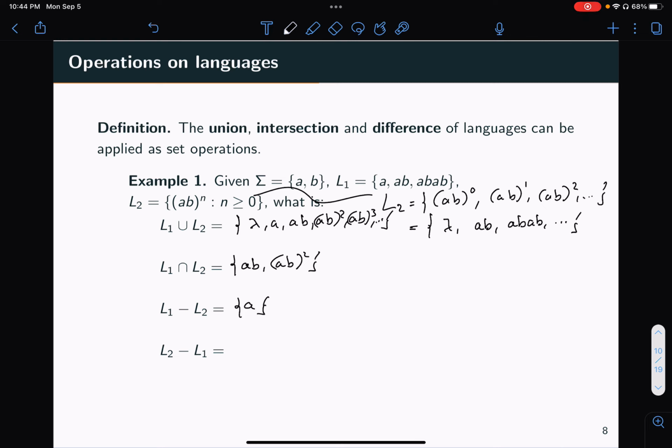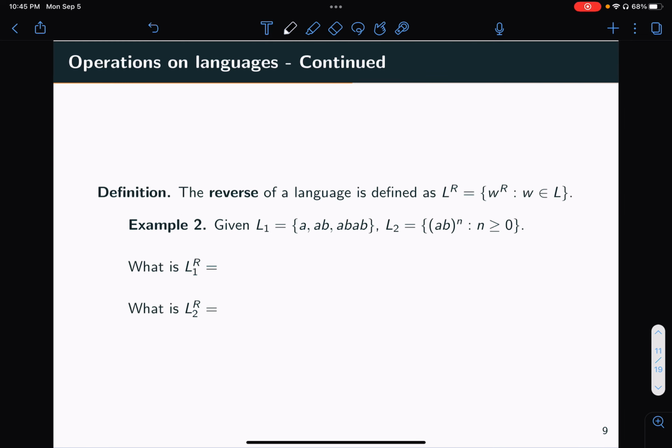What about the other way? Well, the other way is similar. Instead of having L1, I have L2 minus the strings that are in L1. So then I have lambda, I skip these two, and then I continue with AB^3, AB^4, and so on. So the language is going to be, let's write it a bit more compactly, AB^n such that n is equal to 0, or n is greater or equal to 3. And that's the difference.